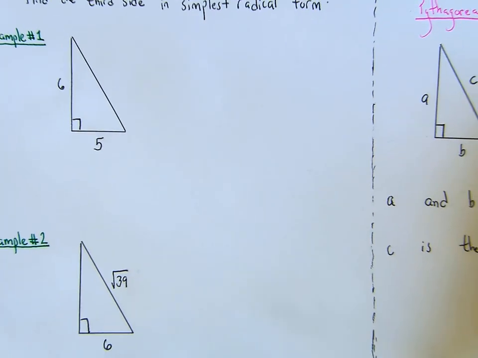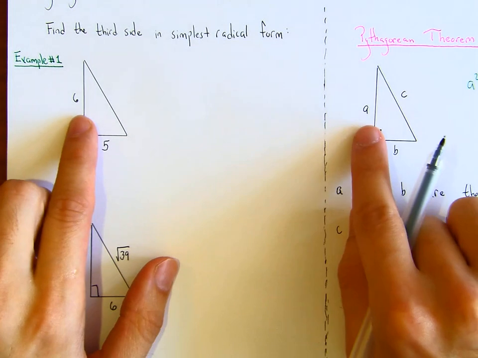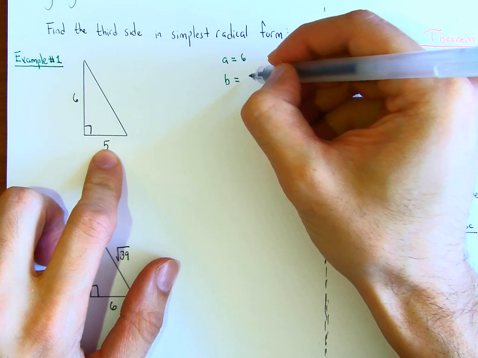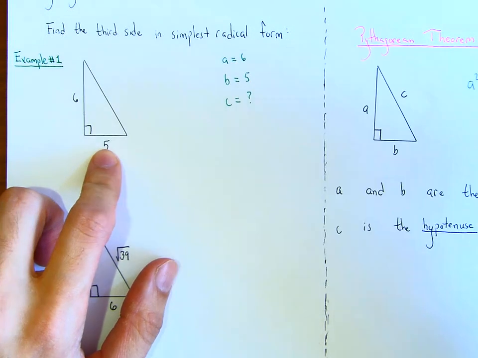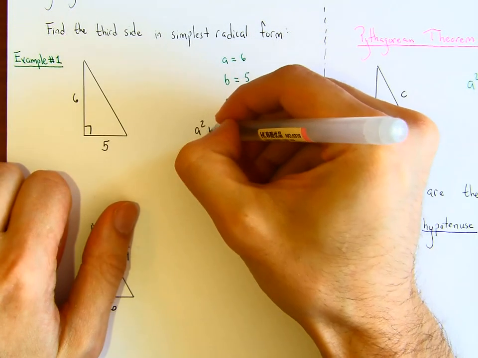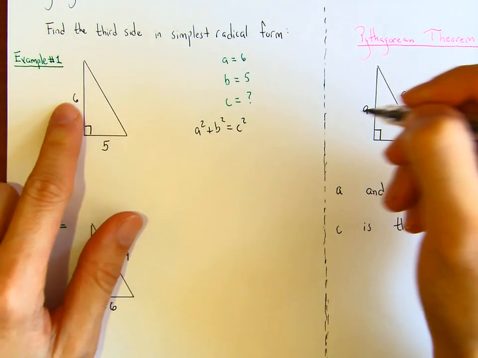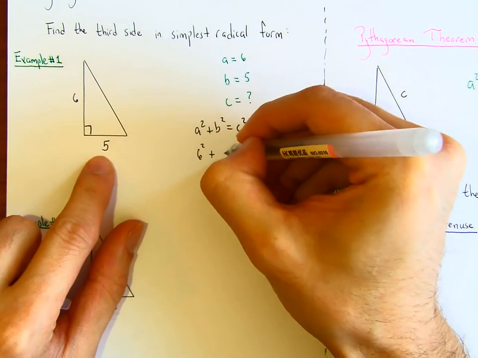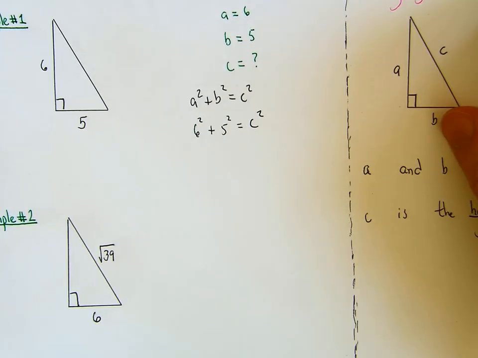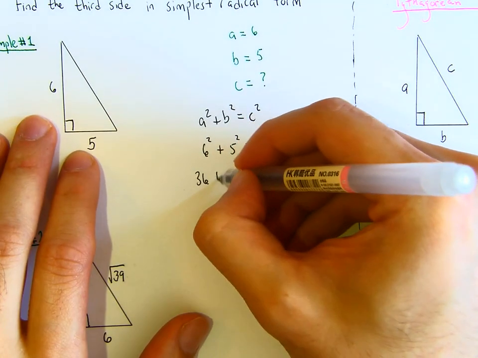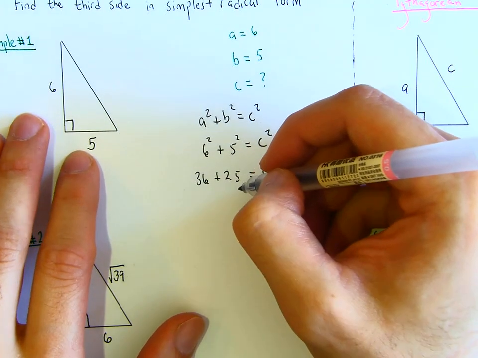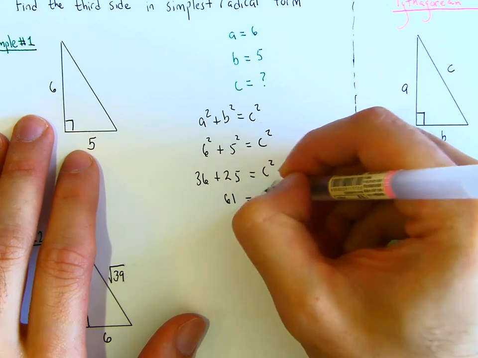Notice that here, looking at this from here to here, your A is 6, your B is 5, and your C you don't know. So let's just use the setup. A squared plus B squared equals C squared, so 6 squared plus 5 squared equals C squared. And then how do you continue here? 6 squared will be 36 plus 25 equals C squared. What is 36 plus 25? That should be 61 equals C squared.